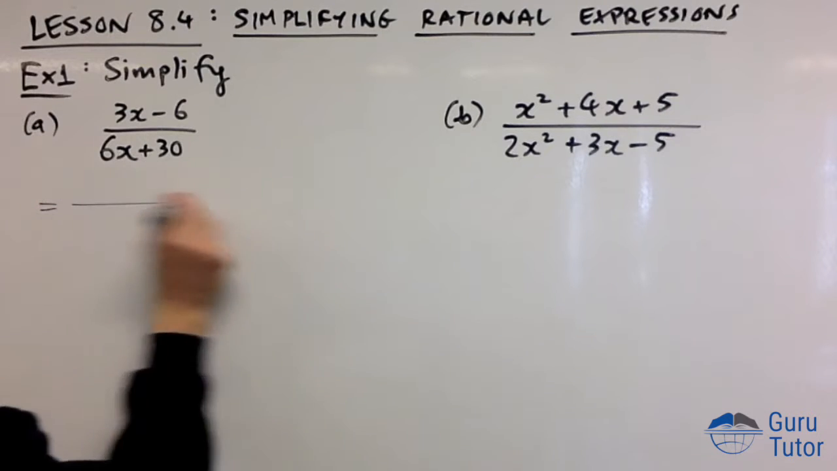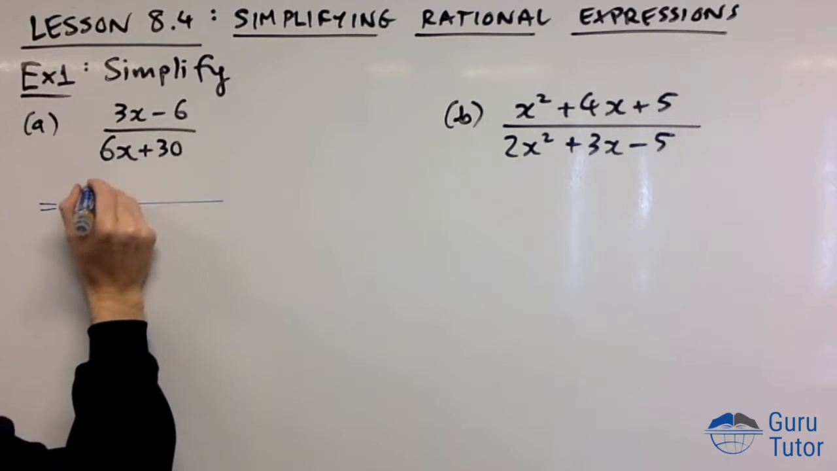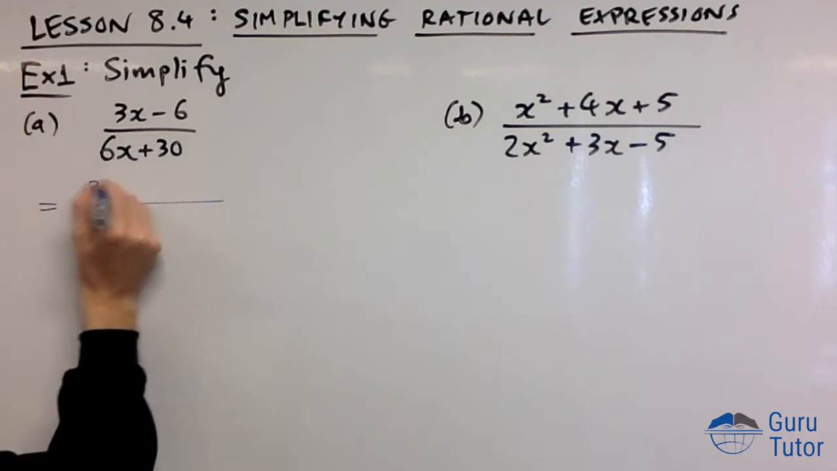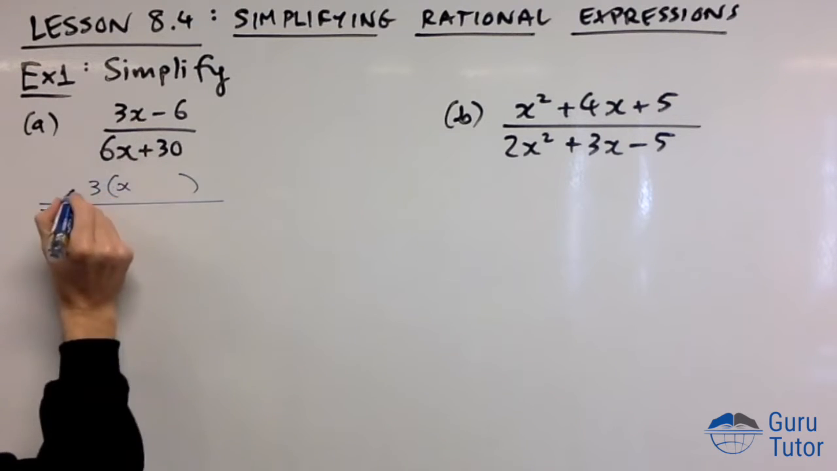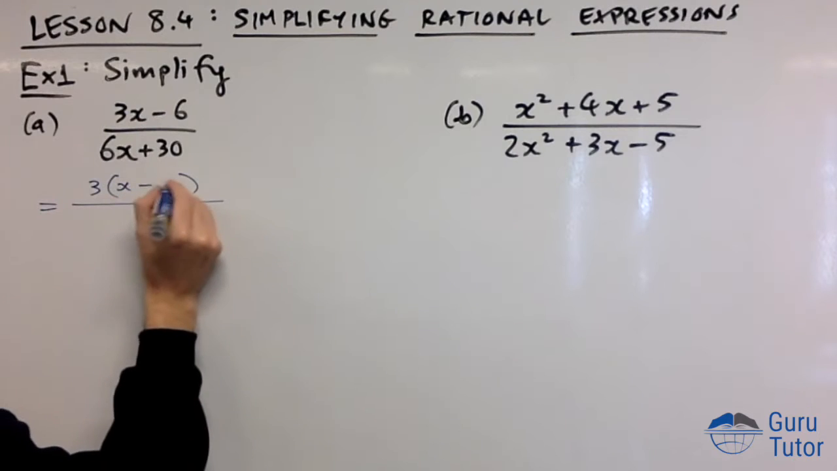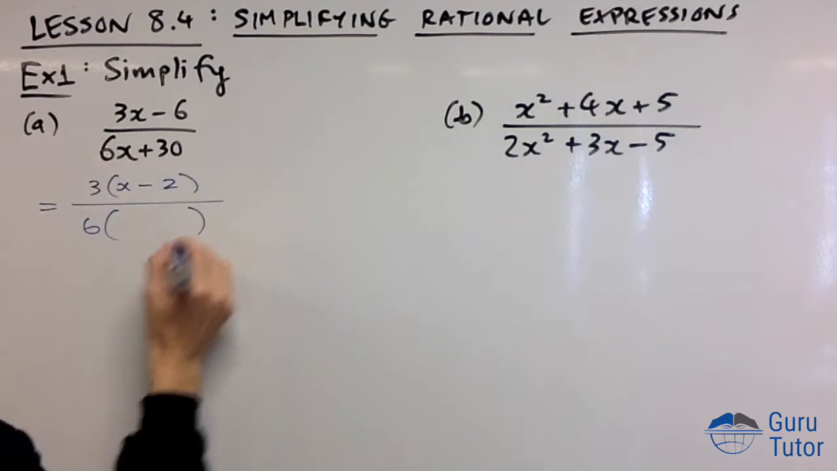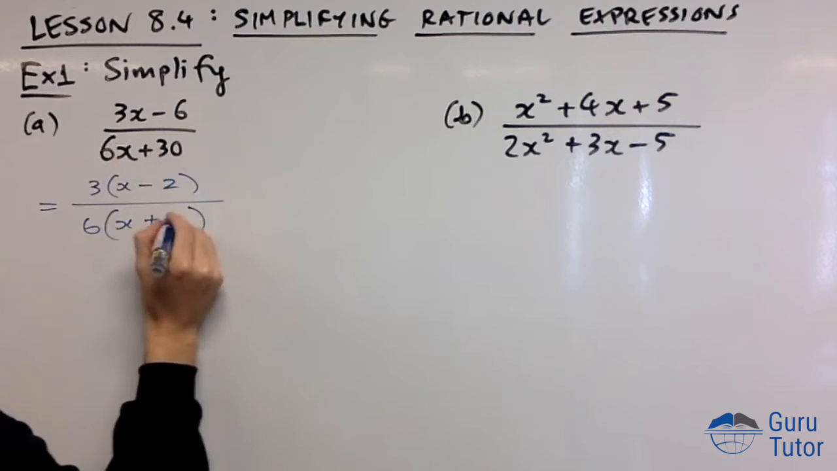So what we do is we factor the top and bottom. The top, can we factor out a common factor here, like the greatest common monomial factor? We can take out a 3. What goes inside? Just think backwards. 3 times what gives 3x? 3 times what gives -6? That's -2. And on the bottom we can take out a 6. 6 times what gives 6x? X. 6 times what gives 30? 5.